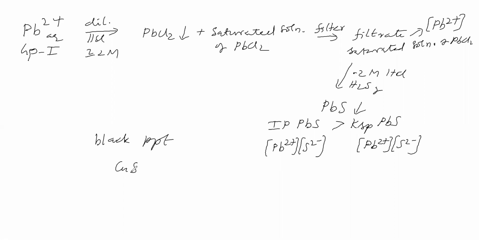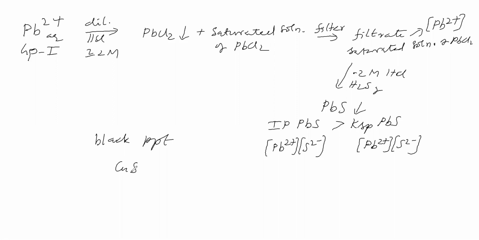So PbS is a black precipitate, whereas PbCl2 is a white precipitate. This indicates that we have to do this group analysis systematically. Why Pb2+ comes under group 1 as well as group 2, we got an idea. Next, group 2 cations we have done.